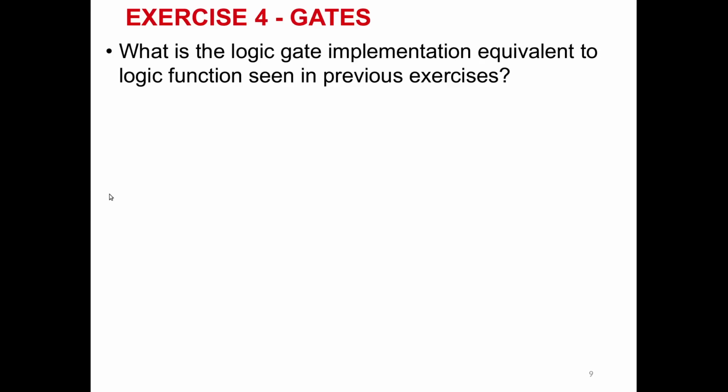Now we go to exercise 4, which is the aim of our lab today. The question is, what is the logic gate implementation equivalent to the logic function seen in the previous exercise? We will go with our function that is given in exercise 2: F equals C or A and not D, or not A and B and not C and D, or A and not B and C.